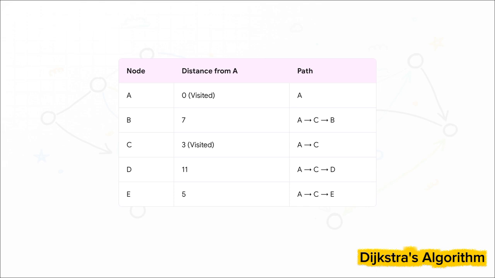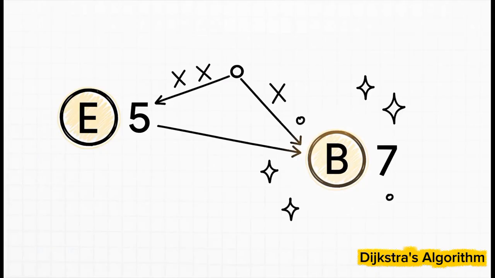We visited our starting point A, and then we visited C. This table shows the current state of our knowledge. Right now, the shortest path we know to B costs 7, to D costs 11, and to E costs 5. So according to our rules, we look for the smallest unvisited distance. That would be E, with a distance of 5.